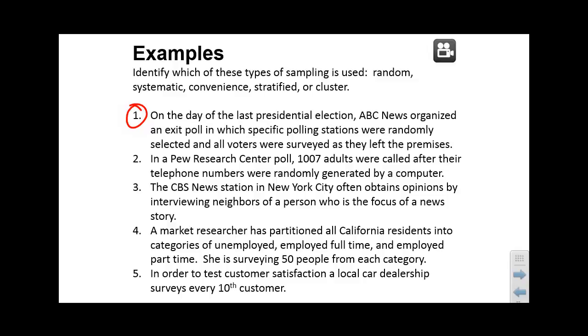So let's think about this. ABC News organized an exit poll in which specific polling stations were randomly selected and all voters were surveyed as they left the premises. So they're making these polling stations groups and selecting specific polling stations. Does it say they're selecting all polling stations? No. Specific polling stations, and then all voters at that polling station are being surveyed. That means this is a cluster type sampling.